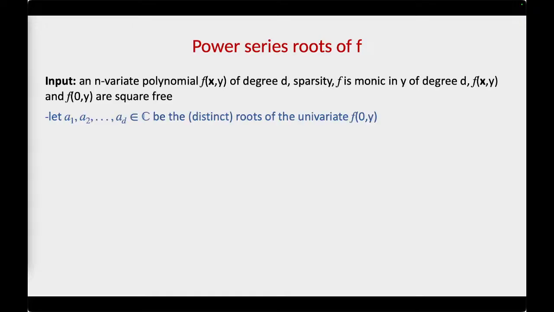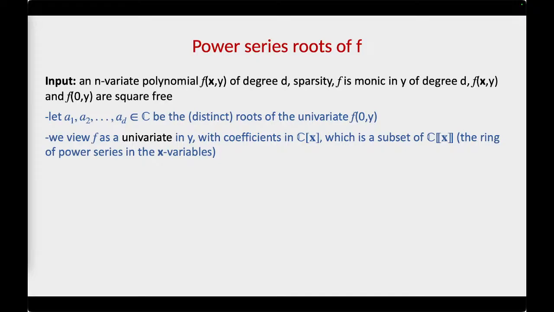Now, f(0, y) is a square free polynomial. It's a square free univariate. So let a_1 up to a_d be the roots of this univariate polynomial. The roots live in the complex numbers, for instance. And by the way, because f(0, y) is square free, each of these roots is distinct. They are all a_i not equal to a_j for i not equal to j.